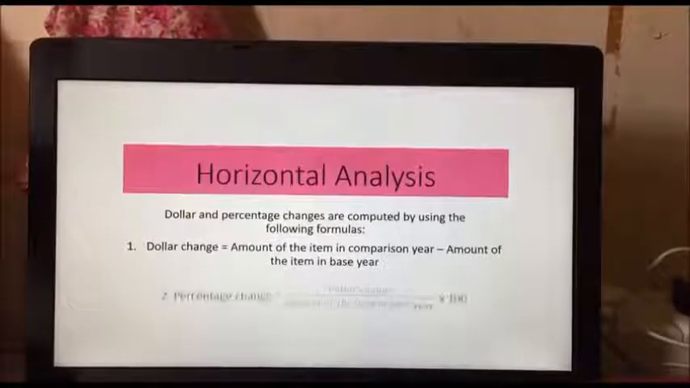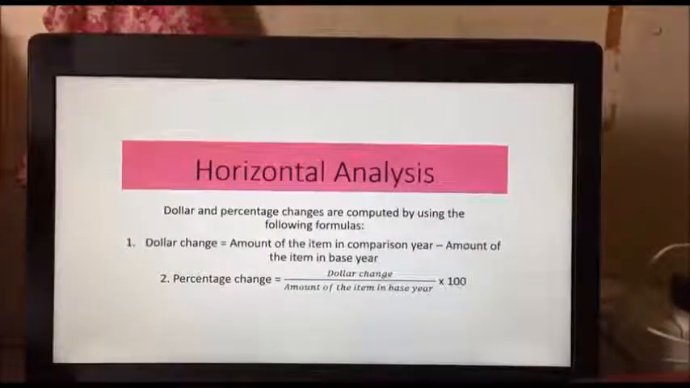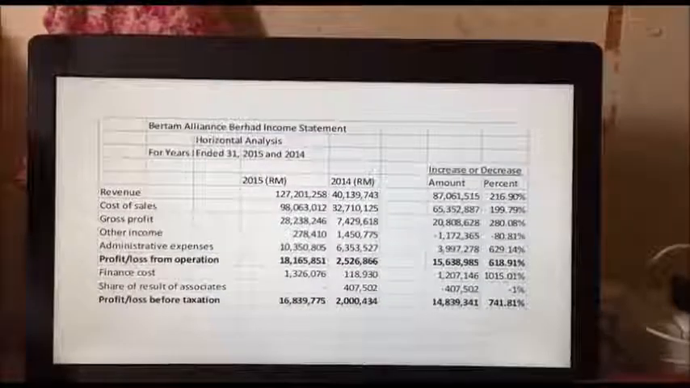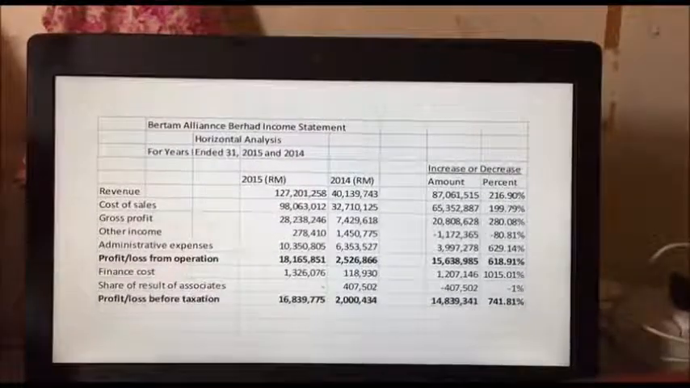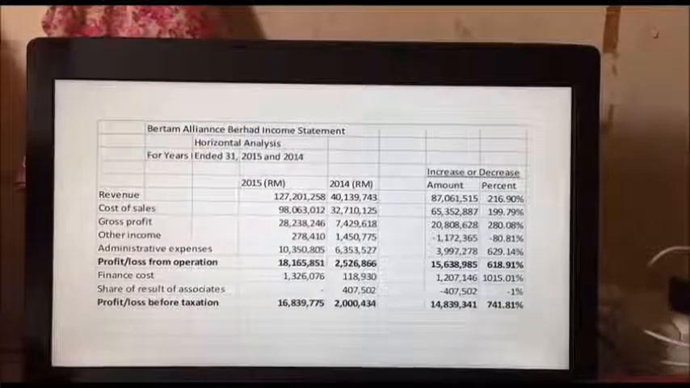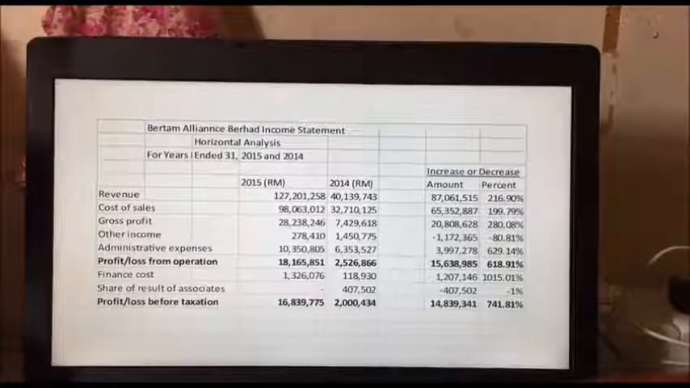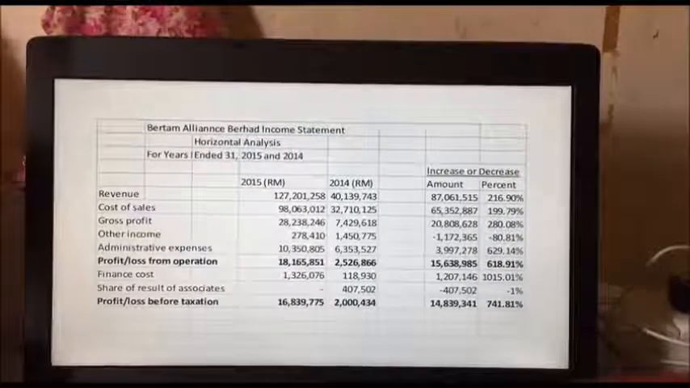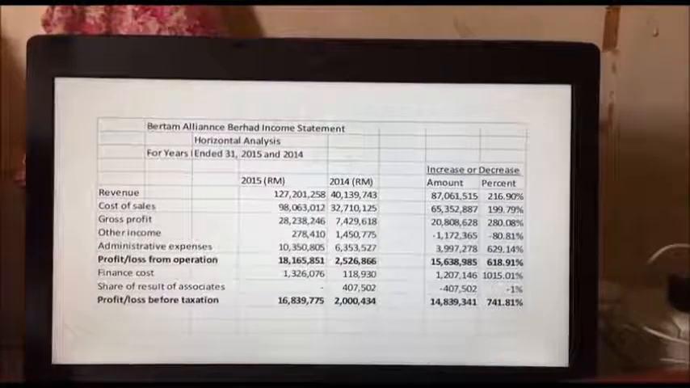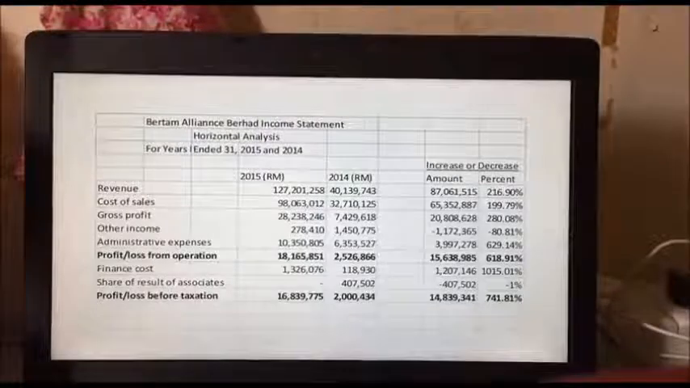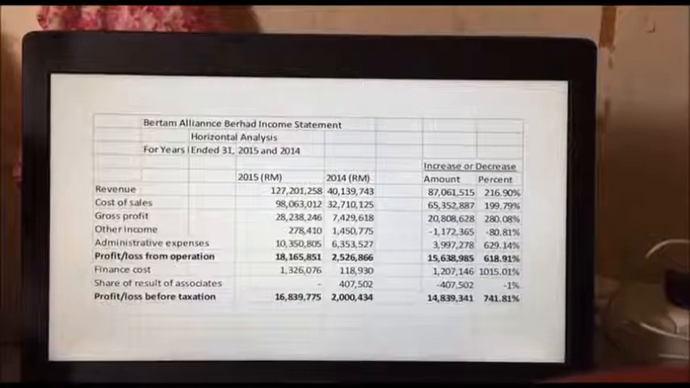Dollar change, percentage change. So let's look at the horizontal analysis of Bertam Alliance Berhad income statement for years ended 31st, 2015 and 2014. From this horizontal analysis, we are able to identify their growth rate. Horizontal analysis helps us to identify potential areas of growth and concerns.